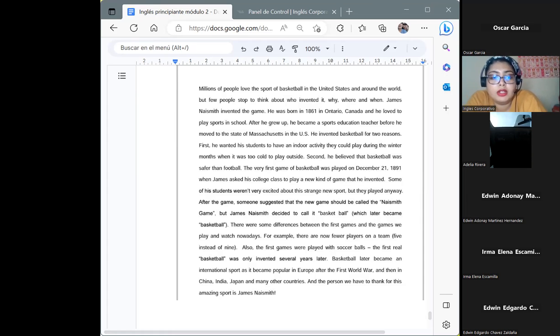Basketball later became an international sport as it became popular in Europe after the First World War. Se volvió popular en Europa, ¿verdad?, luego de la Primera Guerra Mundial. And then in China, India, Japan, and many other countries. Llegó hasta China, la India, Japón, y muchos otros países. And we need to thank James Naismith for this amazing sport. Así que ahí tenemos información de quién fue el que creó este deporte.